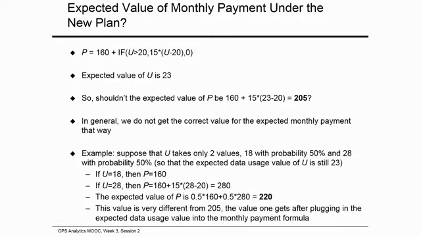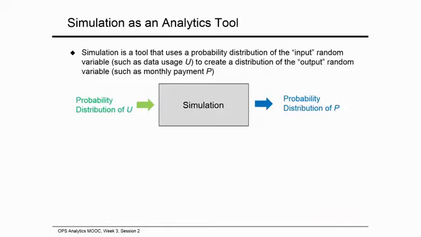So we're back to asking the same question. What are the reward and risk measures that describe our new plan? How do we estimate them? The answer is use simulation. Simulation is a tool for converting probability distributions of random factors we cannot perfectly control, like data usage, into probability distributions for outcomes we're interested in, like monthly payment.